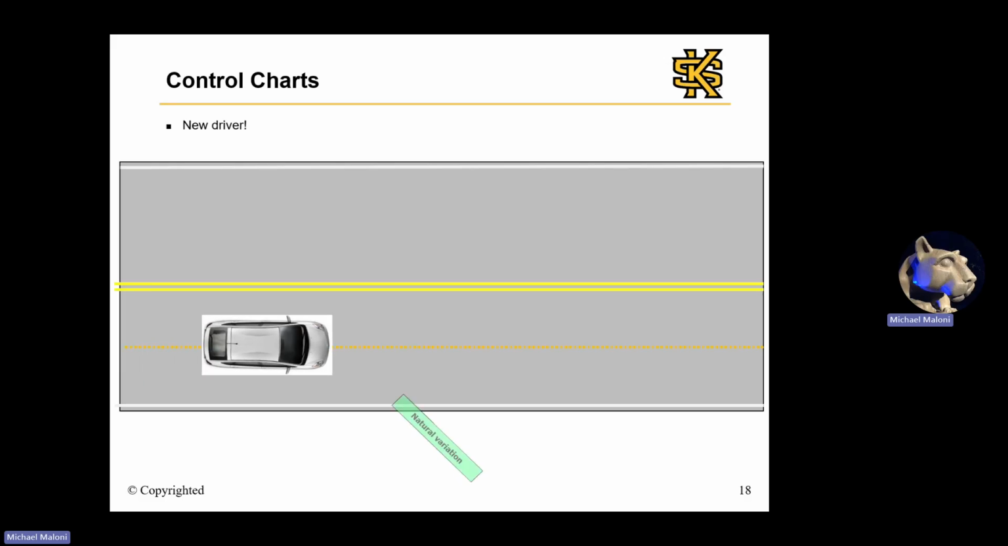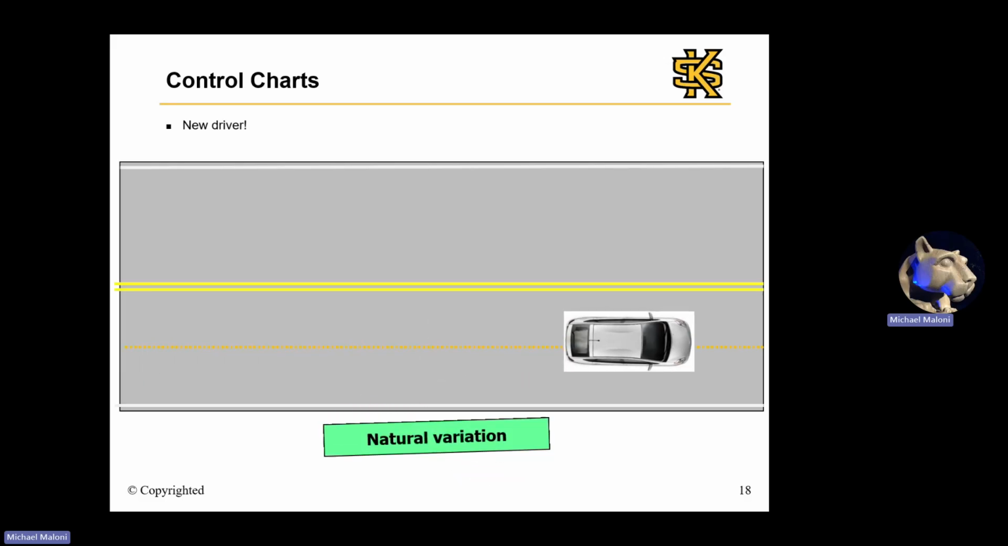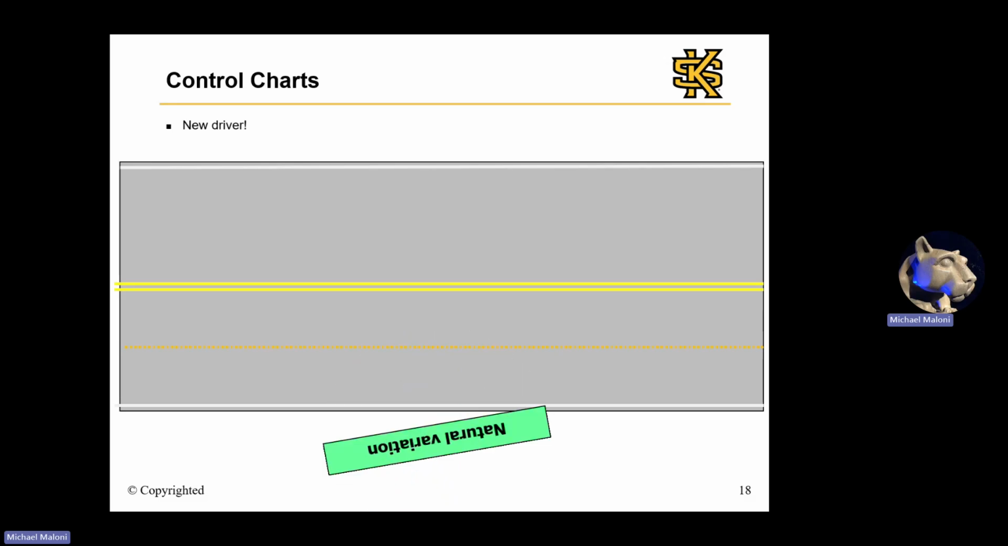For natural variation, we'd like the car to stay well in between the yellow line, the upper control limit, and the white line, the lower control limit, staying reasonably close to the center line, the middle. So random variation well within control limits, the yellow and white lines. Recognize that the car, though, won't always stay perfectly in the middle, but it should be reasonably close. Again, natural variation means randomness, no assignable cause.